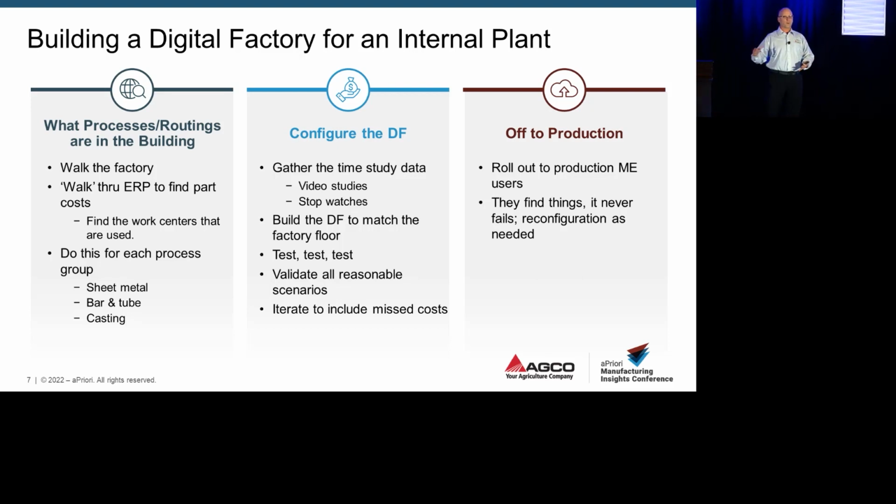And so you need to just be aware of that kind of stuff so that you can put it into the process. So we do this for each of the different process groups. We do it for sheet metal, for the bar and tube stuff, for all of the different process groups. And then we take that work, the spreadsheets, the video studies, the time studies, and we take that to our expert services team and the input spreadsheets, and we start to configure the digital factory.